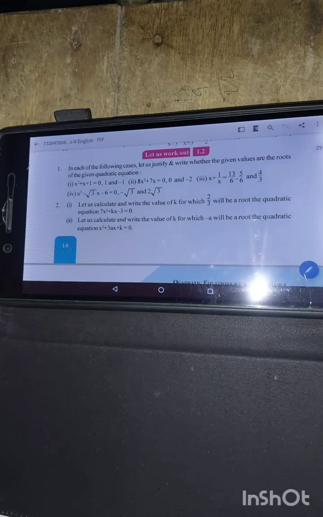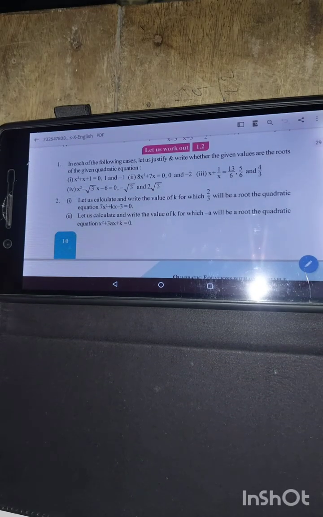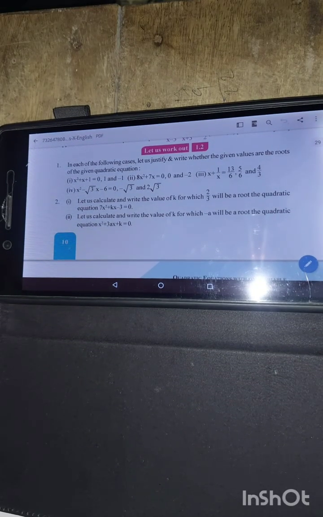I was teaching you quadratic equations with one variable from the book Ganit Prakash of class 10, West Bengal Board of Secondary Education. Today we are going to start. Let us work out 1.2.